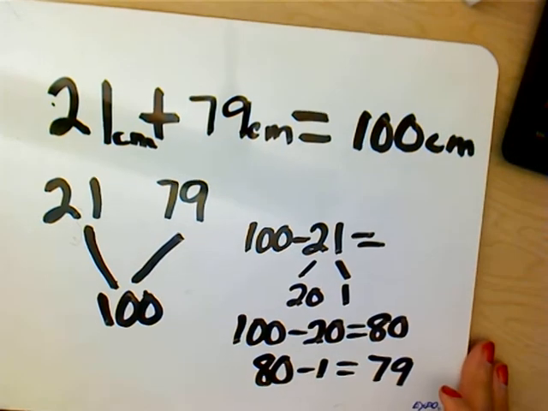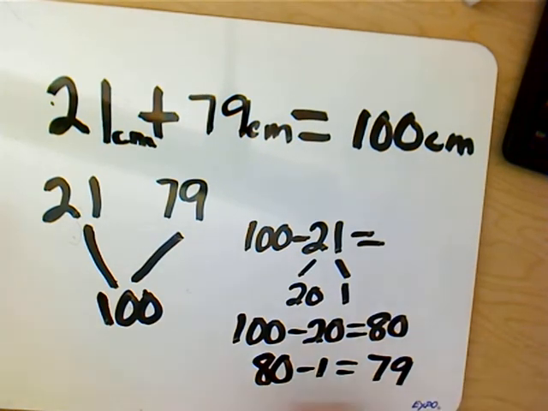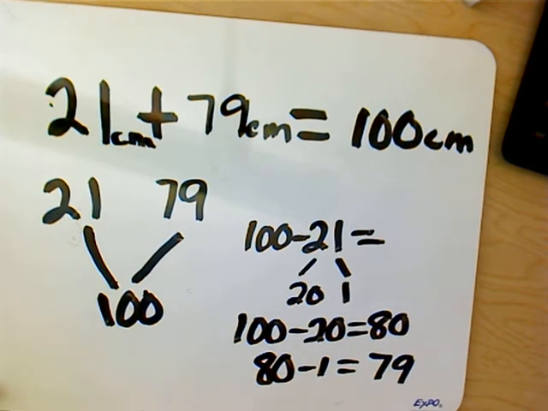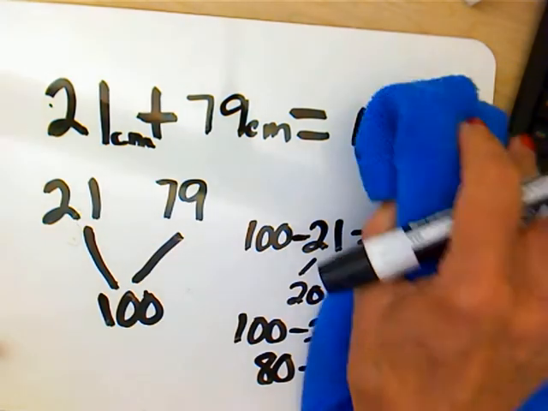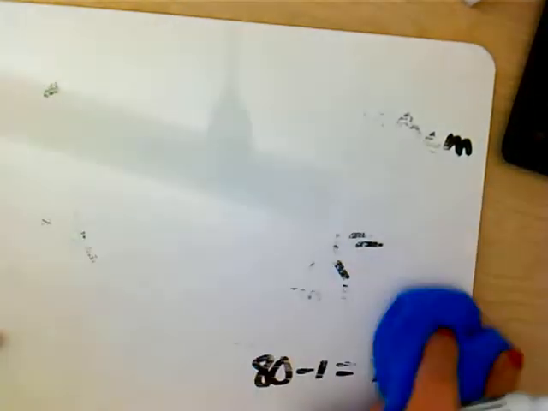Okay, now I know that looked a little bit complicated, but if you think about what we've learned up to this point, this really isn't that difficult. What we're starting to look at is the relationship between addition and subtraction as far as a number bond goes. We're going to try another one.